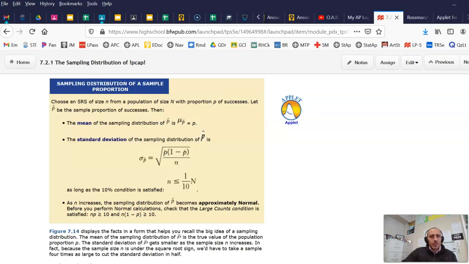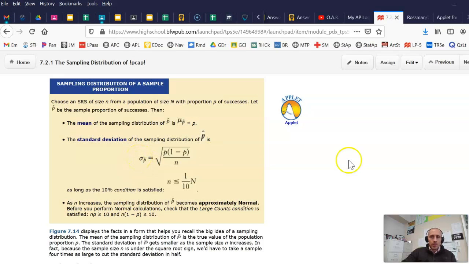So the sampling distribution for a single sample proportion. And you'll notice some specific notation here. The mean for the sampling distribution is mu sub p hat. The mean of the sample proportion is equal to the real proportion, the population proportion. The standard deviation, sigma sub p hat, is equal to this. Does this make sense? As the sample size increases, the variability is going to decrease.